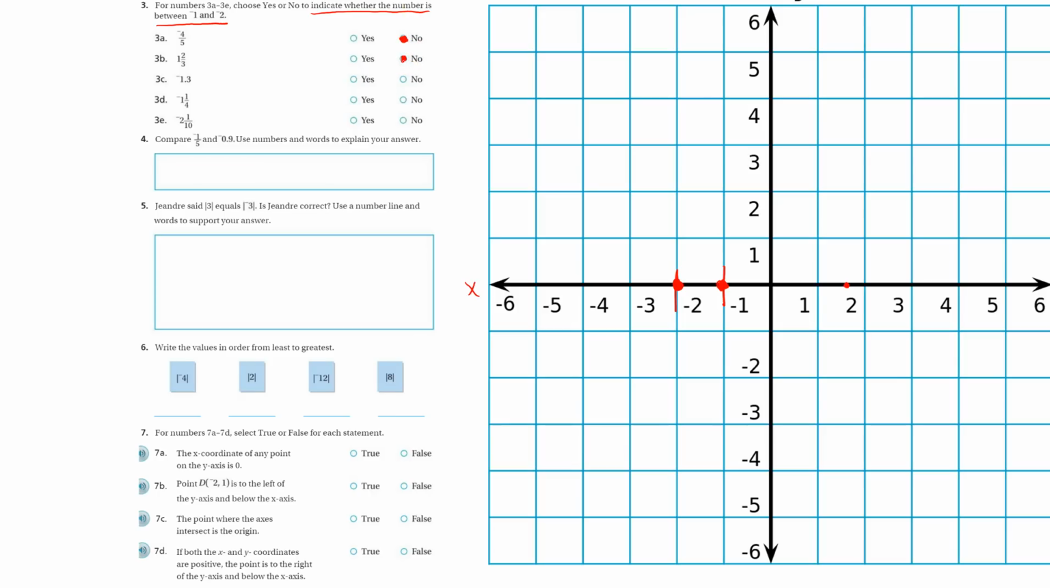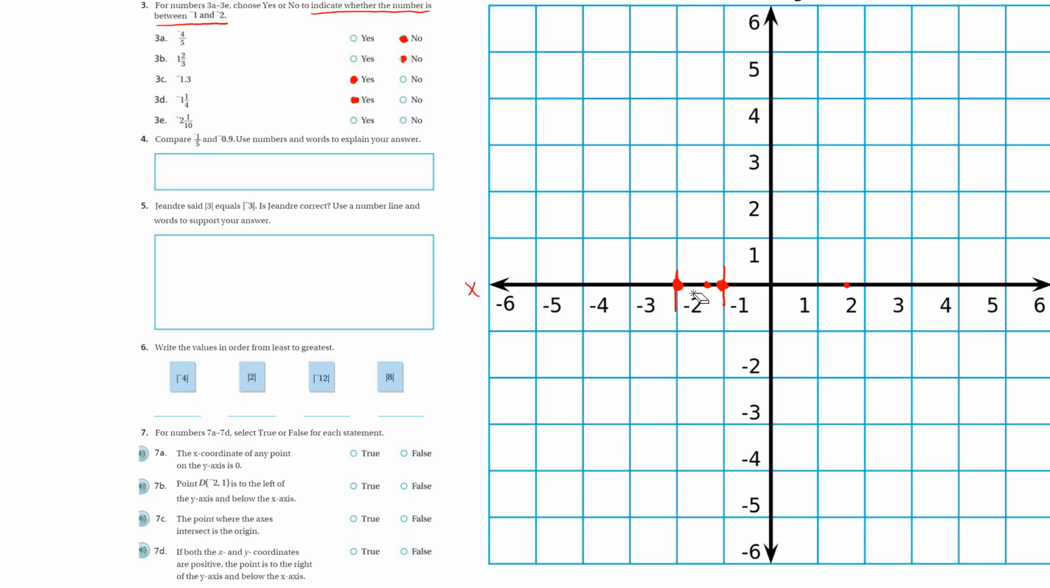Okay, -1.3. So here's -1.3, it's going to be about here. So -1.3 is going to be right about there. So yeah, that lands right in between those 2 points. Okay, next one, -1 1/4. So that's -1 and some more. So again, it's going to be right around there. So yeah.